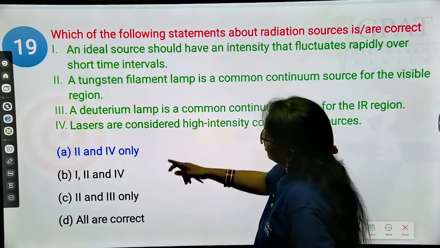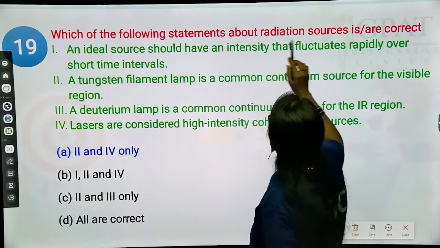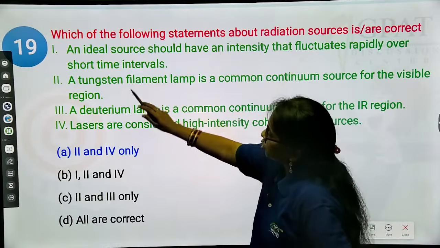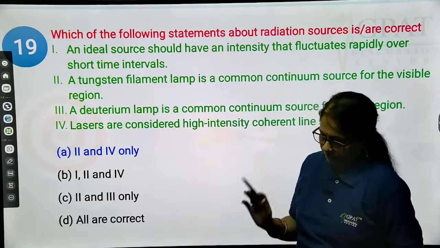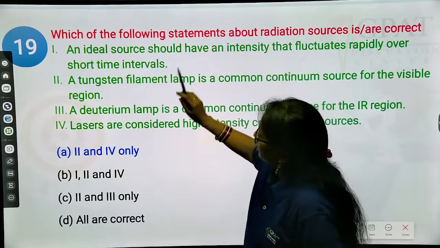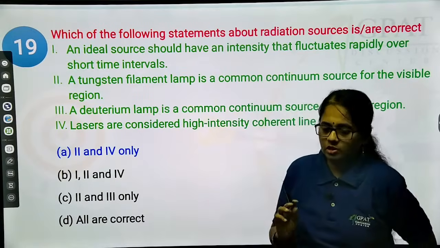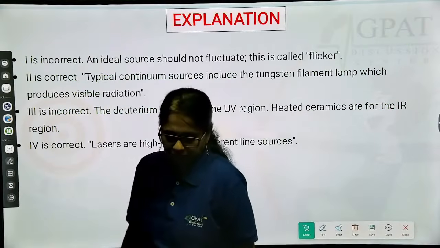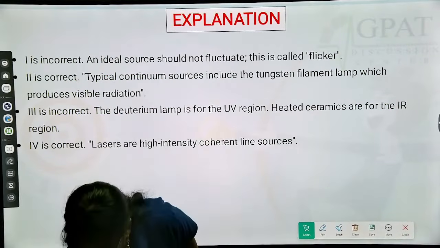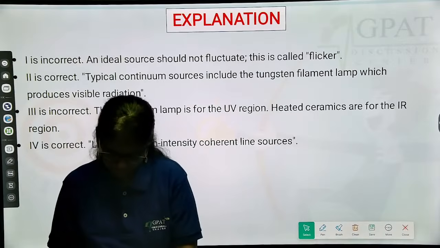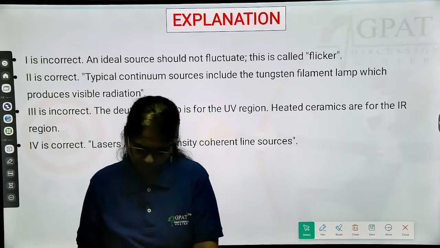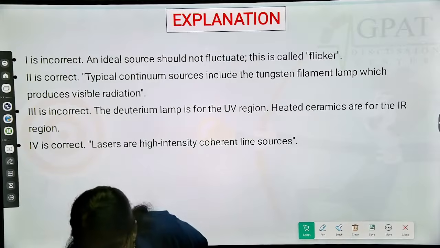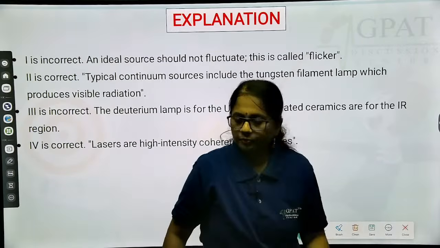So let us see 2 and 4. Which of the sources are correct? Correct statements means 2 and 4. Only 2 and 4 are correct. Remaining, that means the first one is wrong and the third one is also a wrong statement. Okay. Got it? So no confusion in this question.